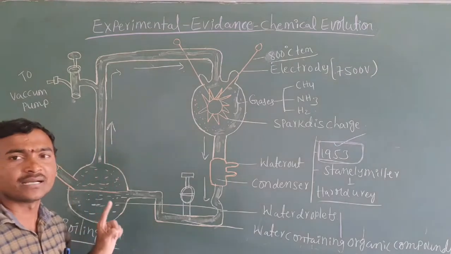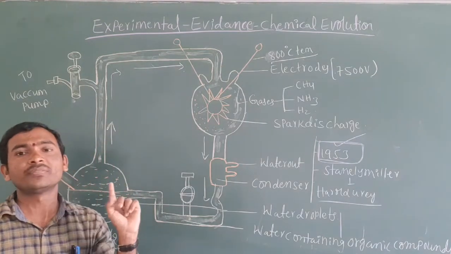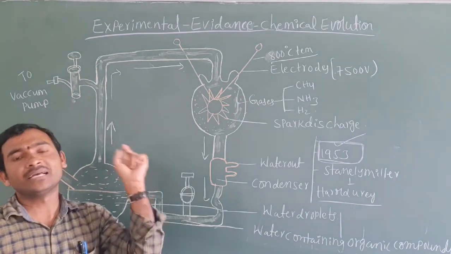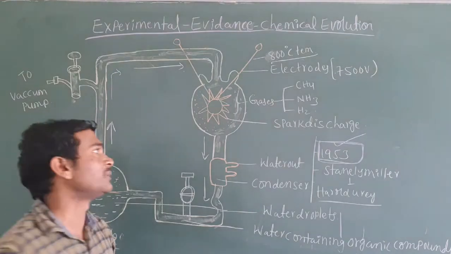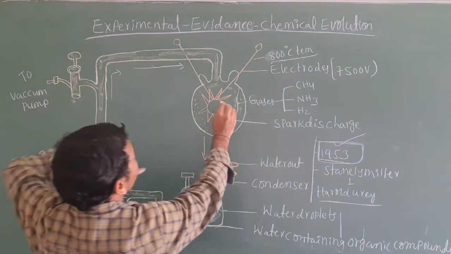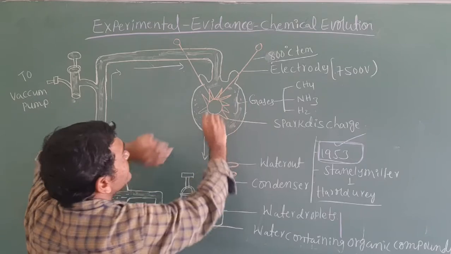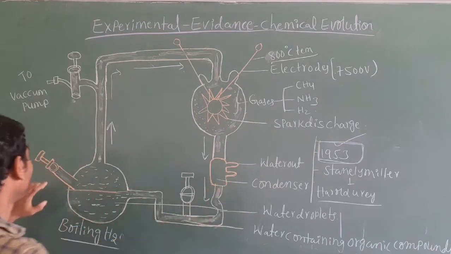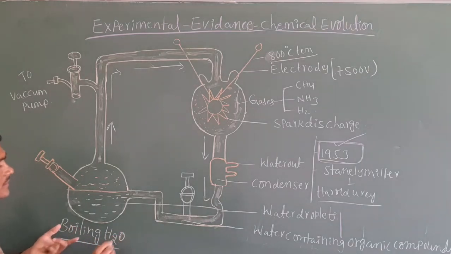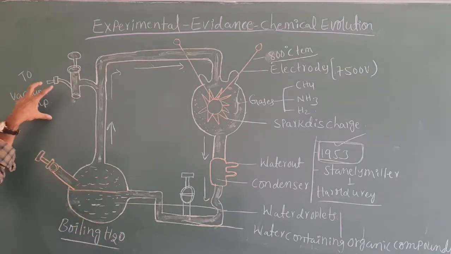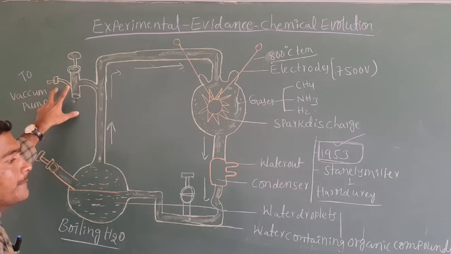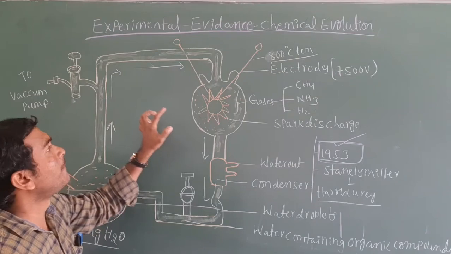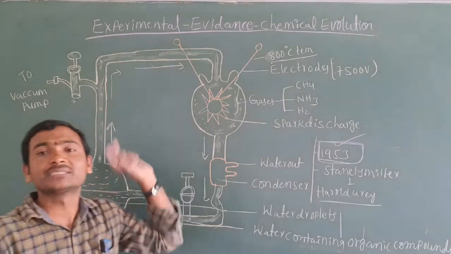In entrance examinations and the PU board, they will ask just the labeling of the diagram, as a 5 marks question, and the labeling is also asked in the NEET exam. See here the parts: the gases, the electrode, the spark discharges, condenser, boiling water, vacuum pump, and water droplets. These are all the parts of the Urey-Miller experiment.